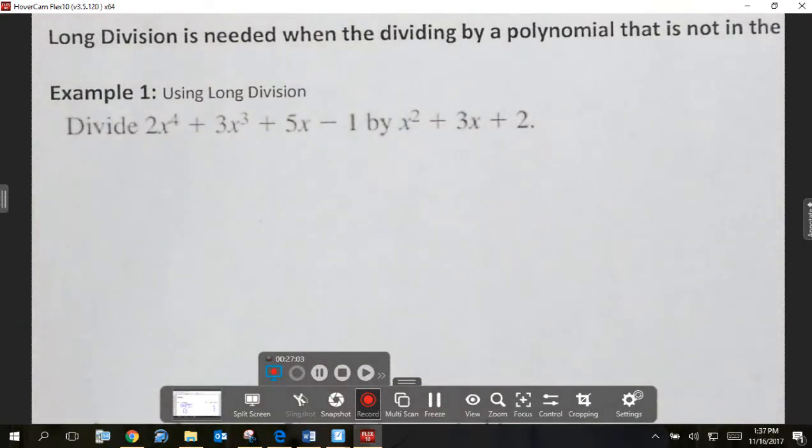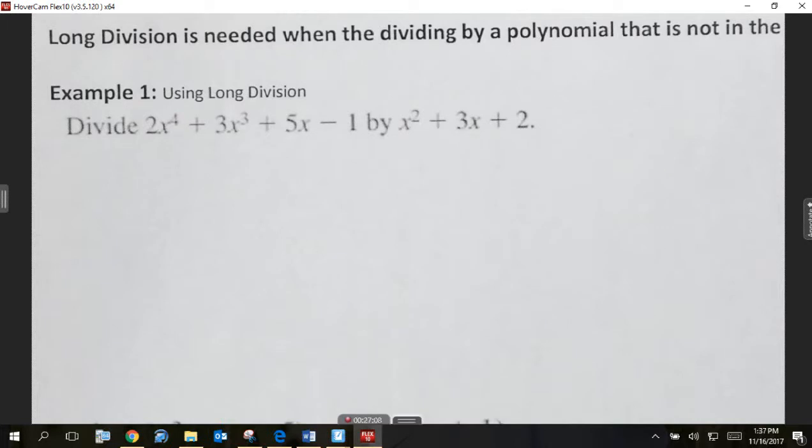Okay, so we read, it says using long division. And we use long division. And we're going to divide 2x to the 4th plus 3x to the 3rd plus 5x minus 1 by x squared plus 3x plus 2 before we start.